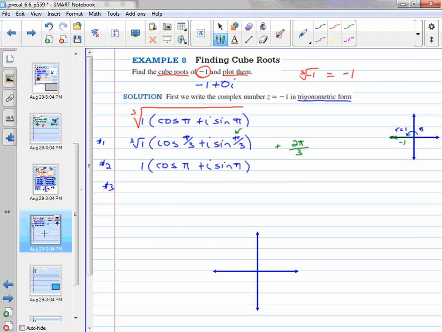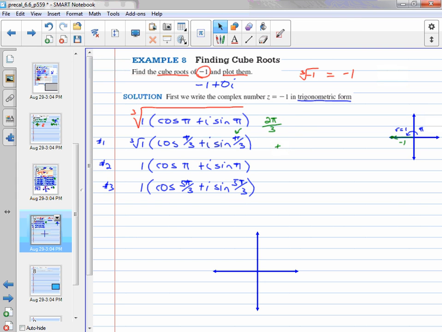I want my third answer. Cube root of 1 is 1. Cosine of, well, take pi and add another 2/3. 1 is 3/3, plus 2/3 is 5/3. 5 pi over 3, plus i sine 5 pi over 3.